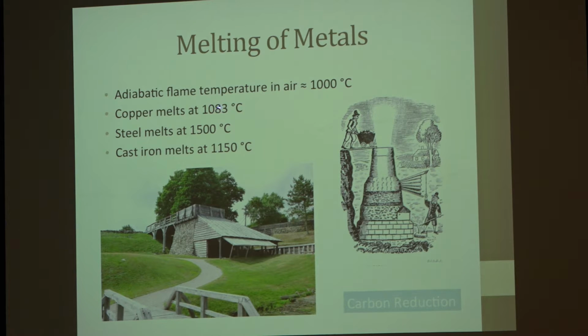Copper melts at 1083, so we can just barely do some melting of copper with a little preheated air and stuff. It's not too bad. Steel, we can't melt, and we're going to talk about that. Cast iron melts at 1150, so you have to do some other things to help melt cast iron. And in fact, this is another view of the Saugus Iron Works, and this is an old picture of a blast furnace where people are using carbon reduction.